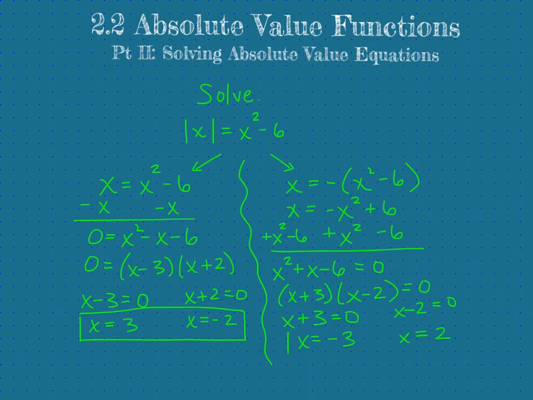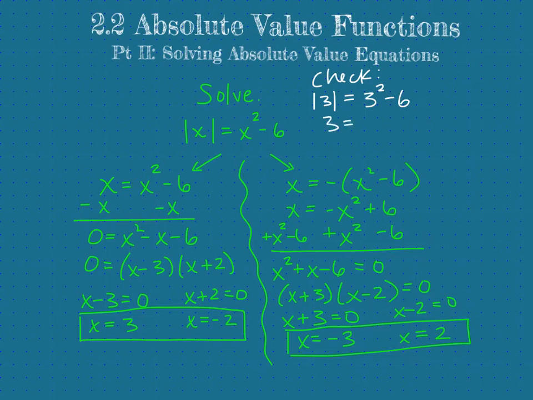Now, I say that x could be these values. I'm going to box them. We need to make sure that they work. So let's check them. We'll do that in white up here. I'm first going to check 3 and see if it works. So if I have the absolute value of 3, I'm plugging it in for x. Does this work? Is 3 equal to 9 minus 6? Yes, 3 works. So 3 is good. Next, let's check negative 2 and see if that works. So if we're checking negative 2, I'll plug in negative 2 for x.